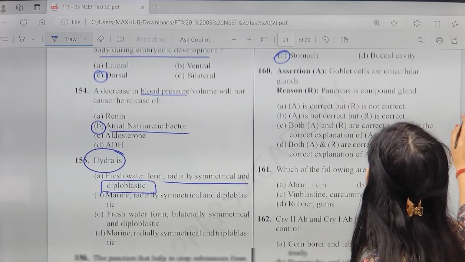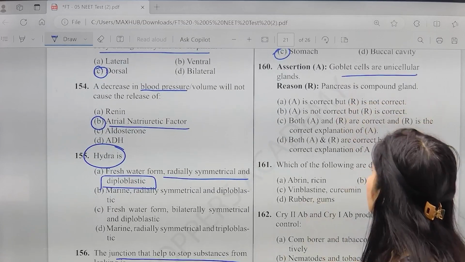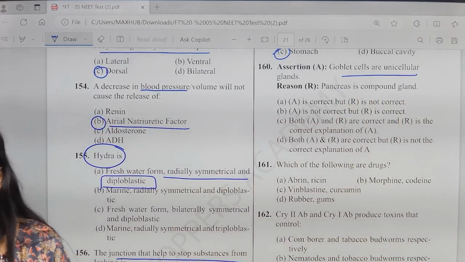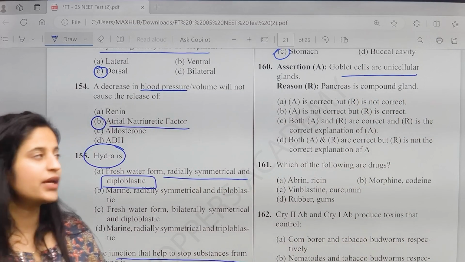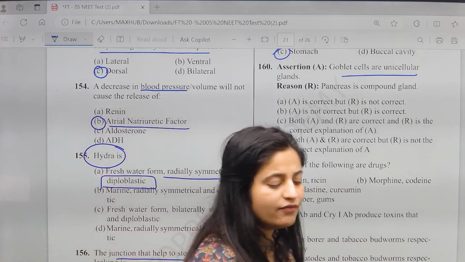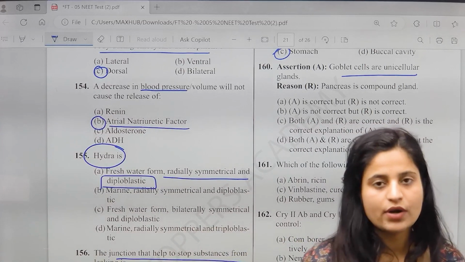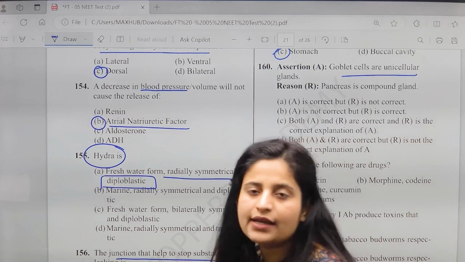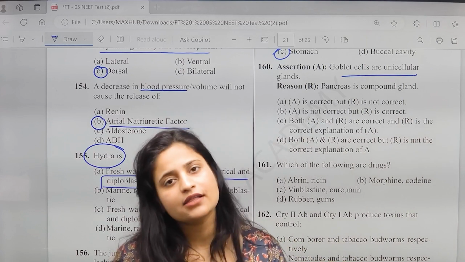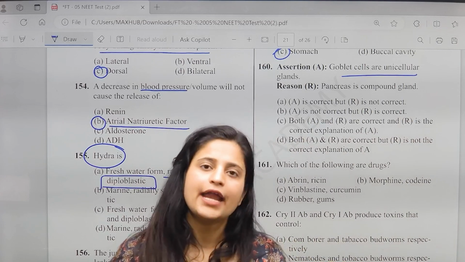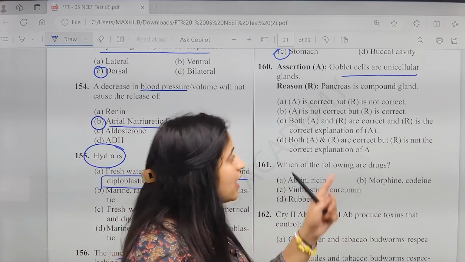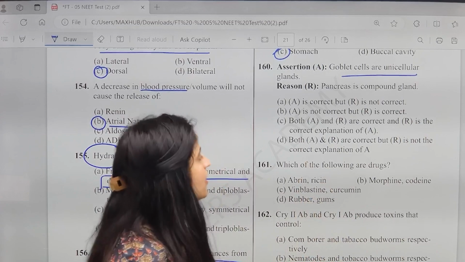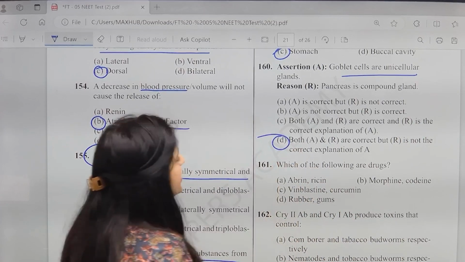The next we have: goblet cells are unicellular glands. Okay. Pancreas is a compound gland. Very simple. The assertion is true because goblet cells are unicellular glands which secrete mucus, but the pancreas is a composite gland, or you can say a heterocrine gland. Why? Because it acts as an exocrine and also as an endocrine gland. Okay, so assertion and reason are both true, but the reason is not the correct explanation of the assertion. So the correct option is D.